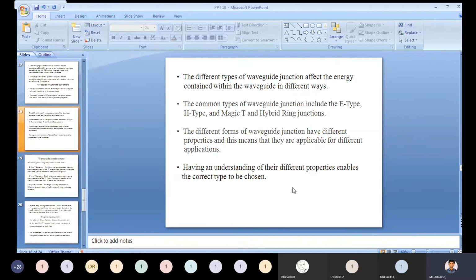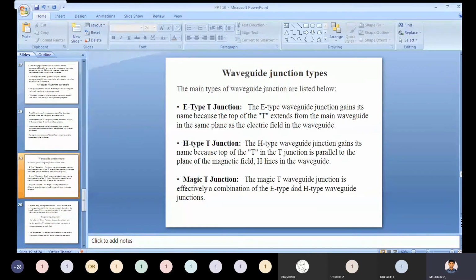Having an understanding of their different properties enables the correct type to be chosen. So these are the different waveguide junctions we have in the syllabus. The main types of waveguide junctions are listed below. We need to discuss the E-type T junction, H-type T junction, magic T junction, and one more, the hybrid junction.